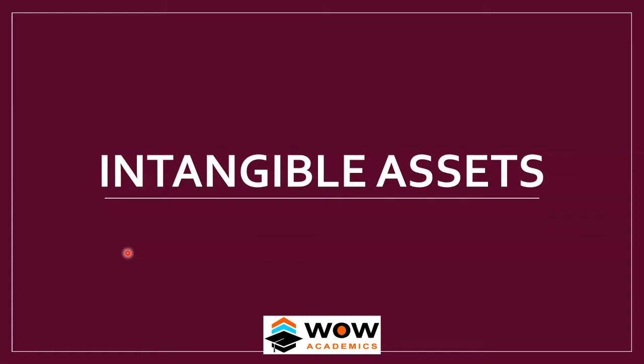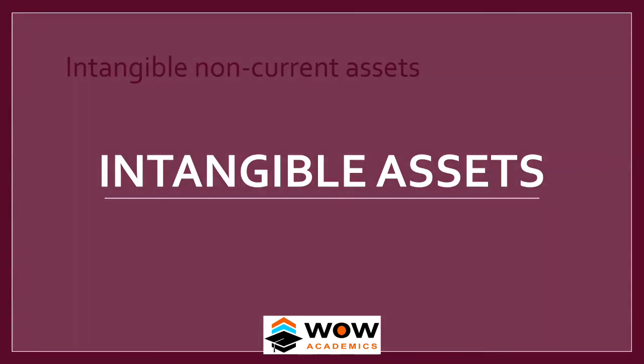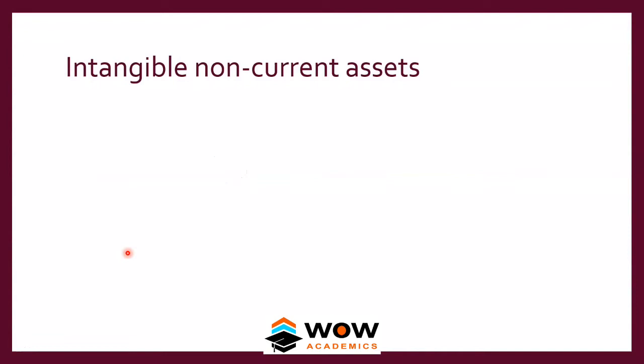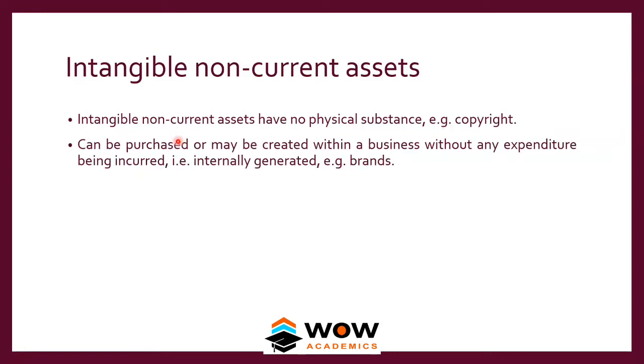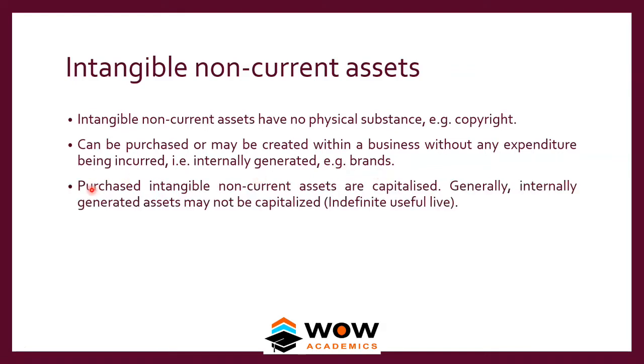So in this part, we are going to discuss intangible assets. Intangible assets come under the non-current assets. Intangible non-current assets have no physical substance, for example, copyright. They can be purchased or may be created within a business without any expenditure being incurred. For example, internally generated intangible assets. The best example is brands. Purchased intangible non-current assets are capitalized.